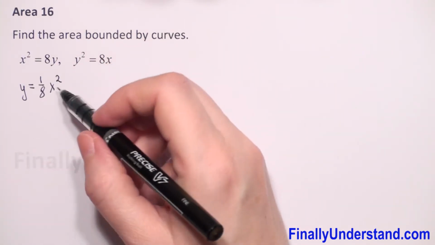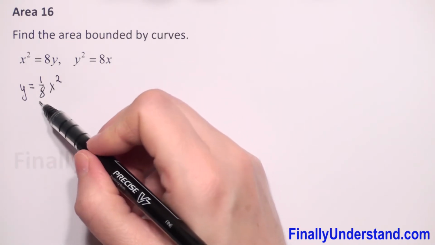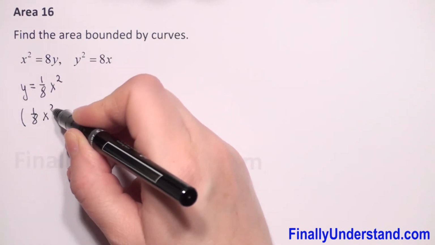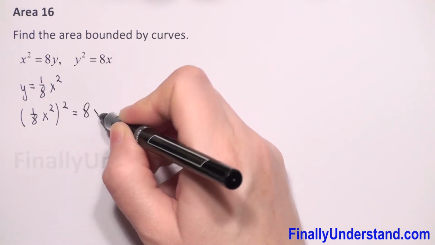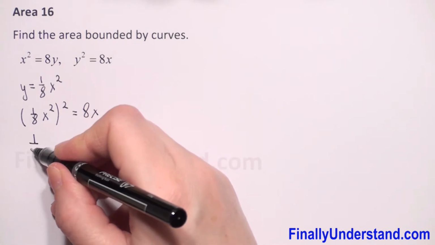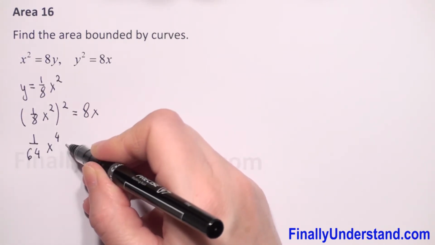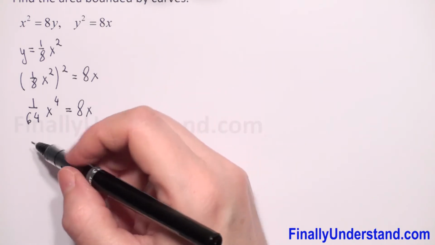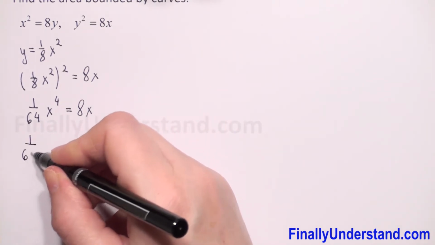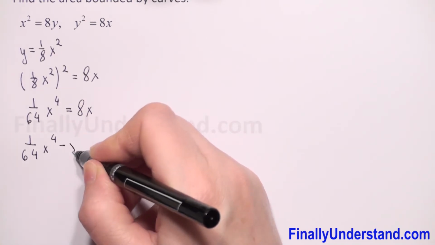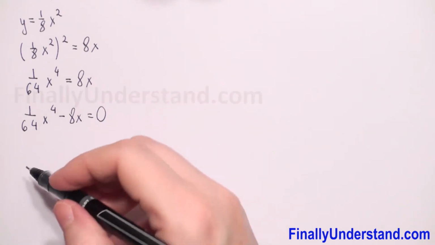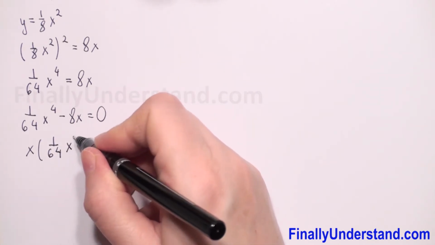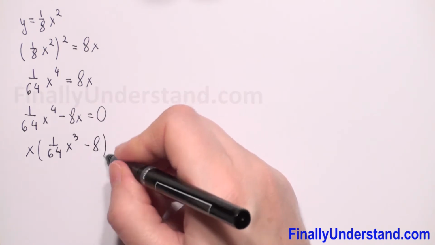So now we will substitute y in the second equation by 1 over 8 x squared. So we have (1 over 8 x squared) to the second power is equal to 8x. So we have 1 over 64 x to the fourth power is equal to 8x. We will move 8x to the left side, so we have 1 over 64 x to the fourth power minus 8x equals 0.